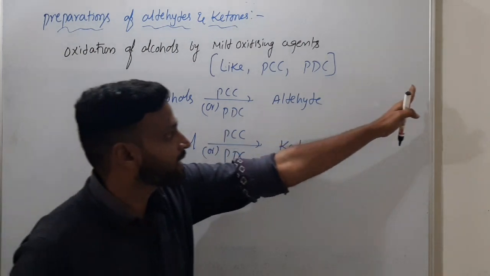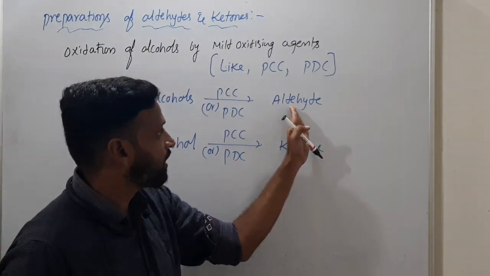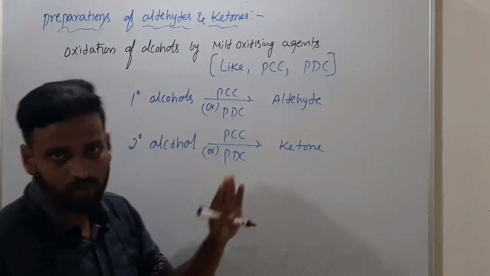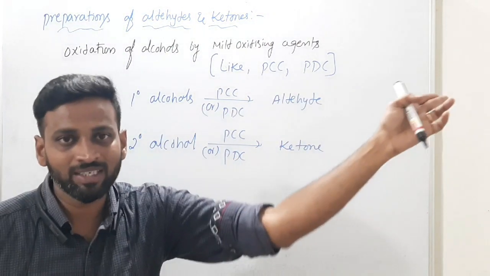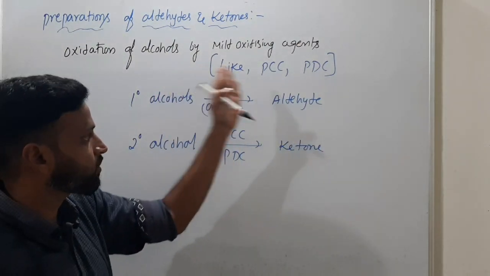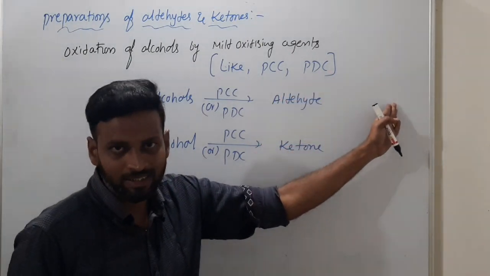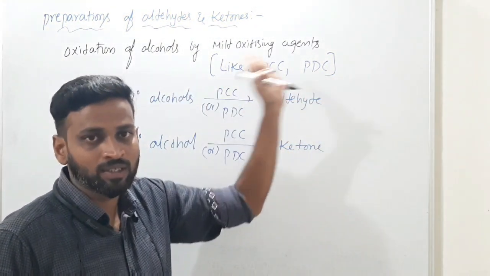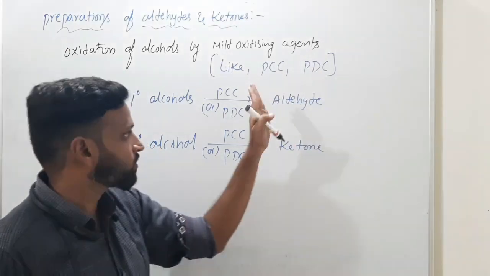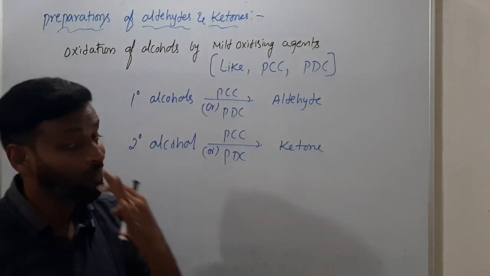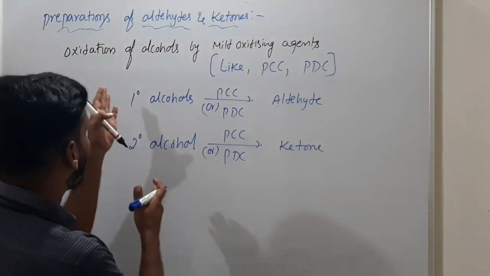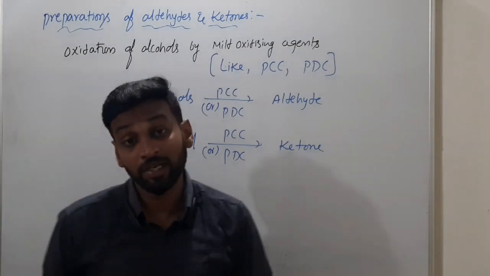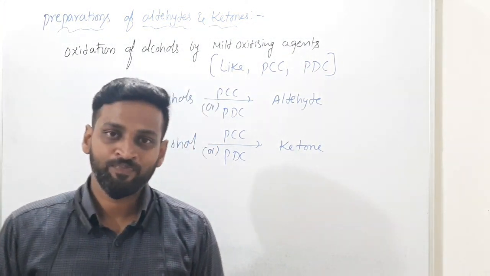Even carboxylic acids on reduction, and aldehydes on reduction give primary alcohols, like that. This is a stepwise process. Oxidation means alcohols into aldehydes into carboxylic acids. Reduction means the opposite takes place. Carboxylic acids first convert to aldehydes and aldehydes convert to primary alcohols, like that. But here our discussion is about oxidation of alcohols.